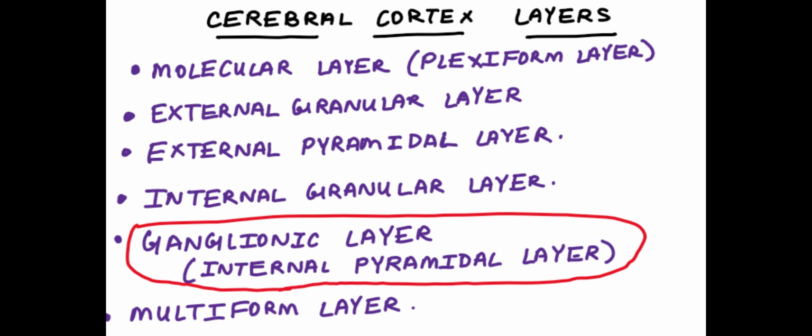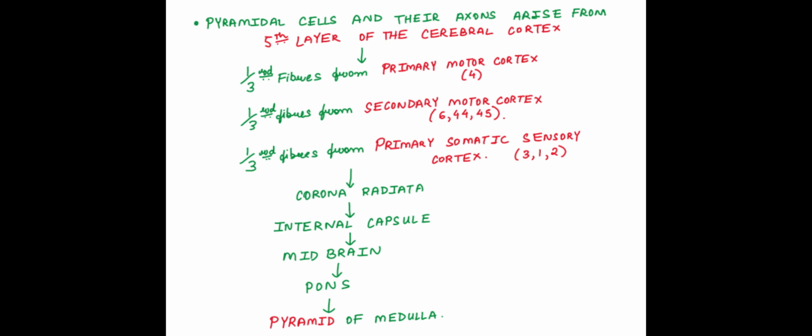What are the cerebral cortex layers? They are the molecular layer, the external granular layer, external pyramidal layer, internal granular layer, ganglionic layer, also known as the internal pyramidal layer, and the multiform layer. Now, let's get into the tract.